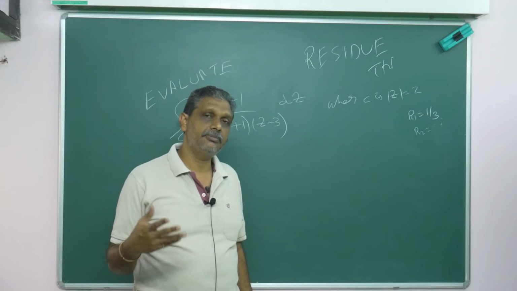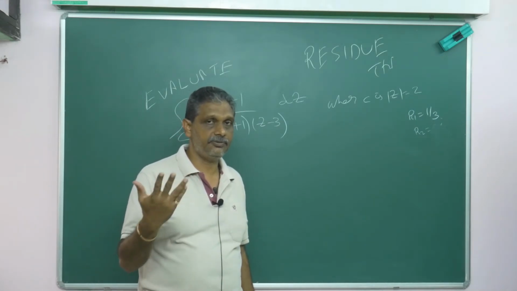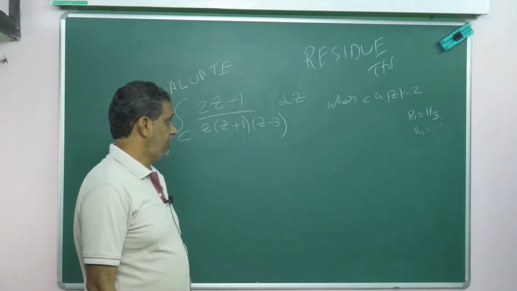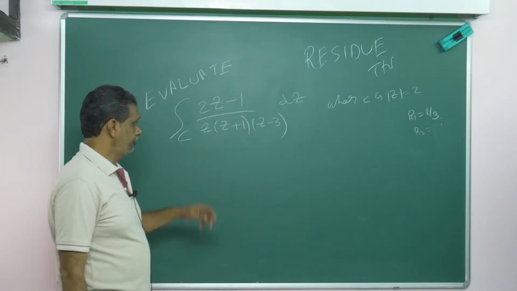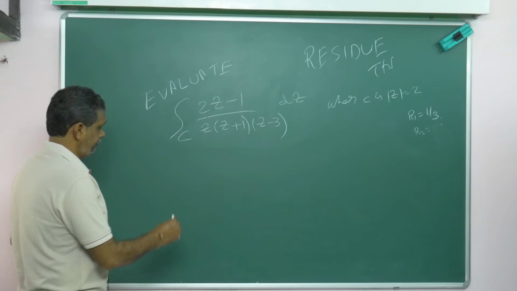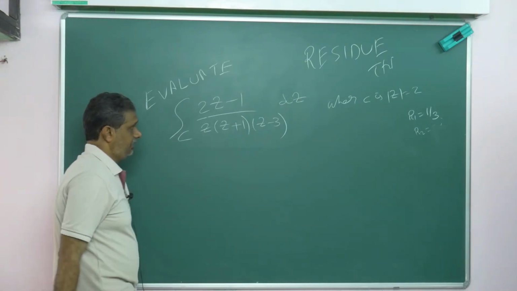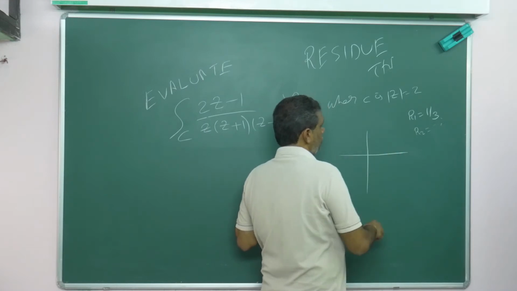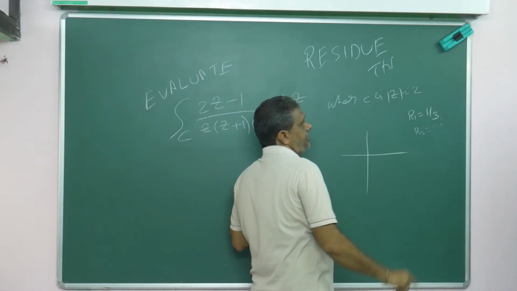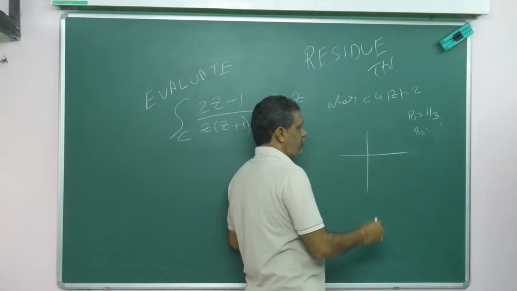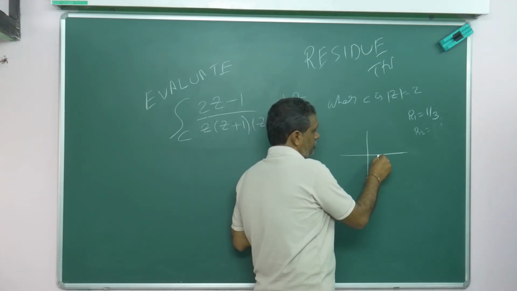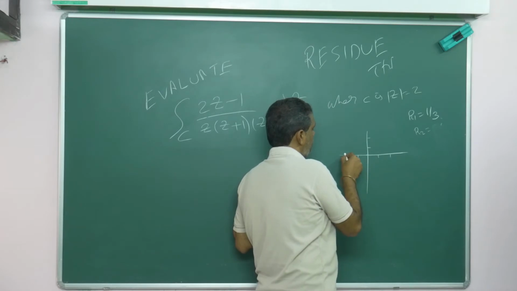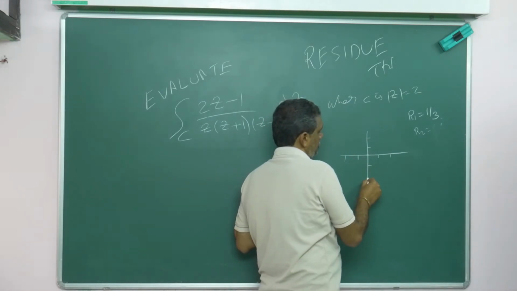Cauchy's integral formula you already know how to attack, from previous videos. Now I want to find the residues, so I want to find the poles. Here, what are the poles? Before that, I want to draw modulus z equal to 2. Modulus z equal to 2 means center origin, radius 2. The circle passes through 2, i, 2i, minus 1, minus 2, minus i, minus 2i.